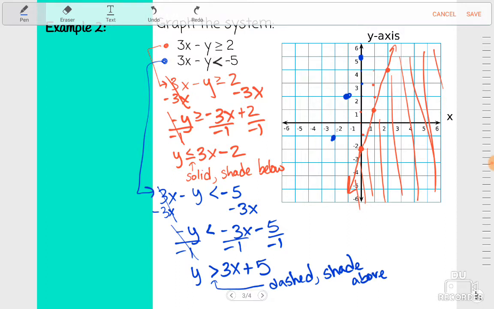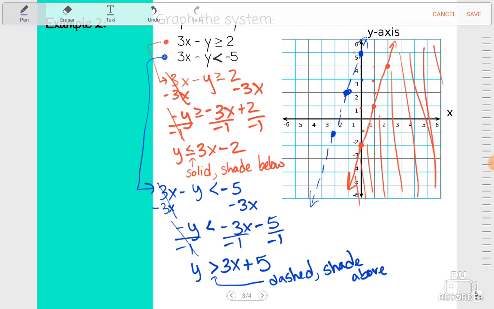Okay, this is a dashed line. So I'll go ahead and try to make that without being too messy. Straight edges definitely come in handy here. We're shading above, so I'm going to shade the y values that are bigger. So I go this way.